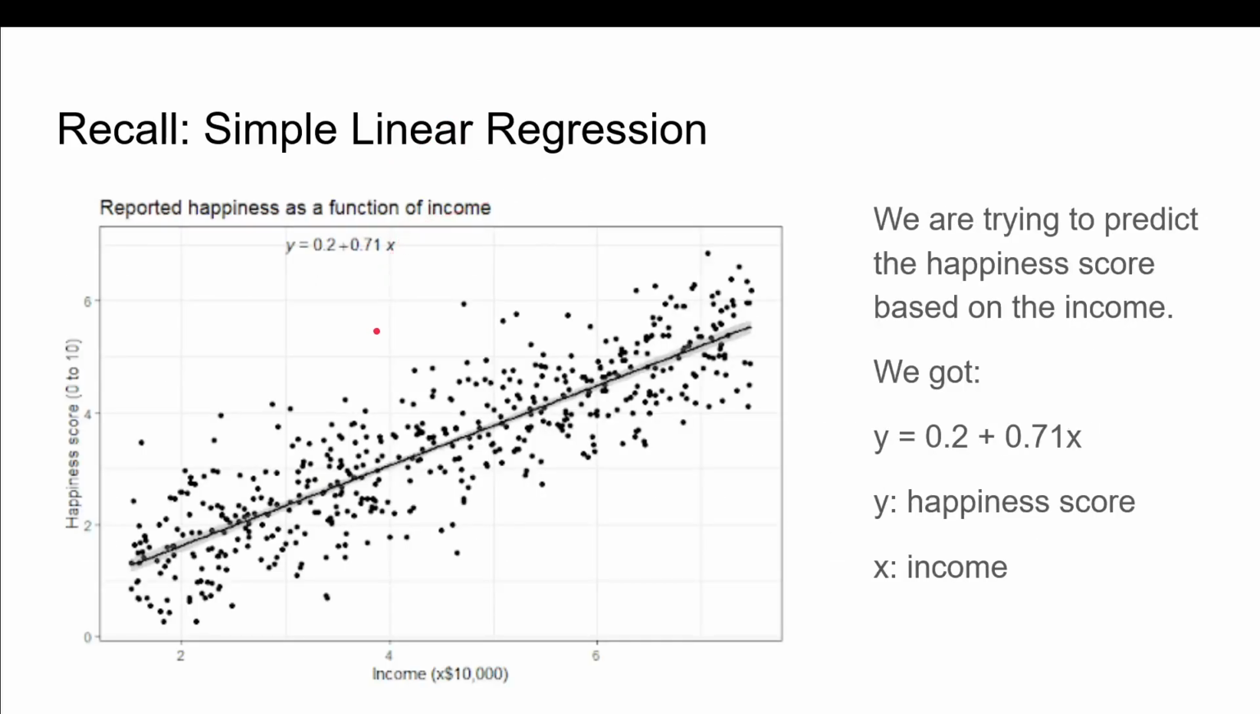Basically, in this example, we are trying to predict the happiness score based on income. The x-axis is the income, and the y-axis is the happiness score. In this example, we got y equals 0.2 plus 0.71 times x.